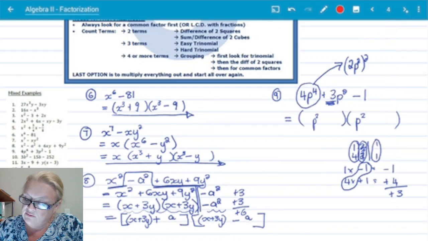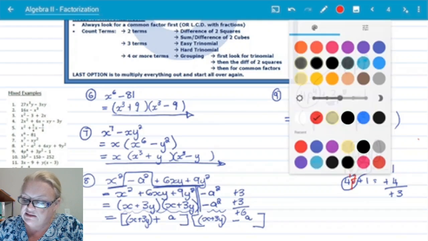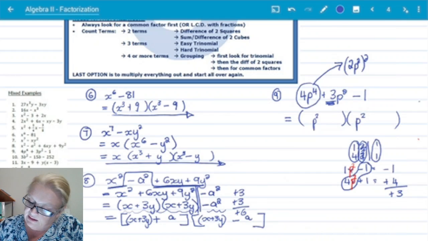Just beware now. You're not going to put an x anymore. You're going to put a p squared, right? We decided that's what comes in the first position. So these two now automatically become a p squared. This gives me 4p squared minus 1 and p squared plus 1.